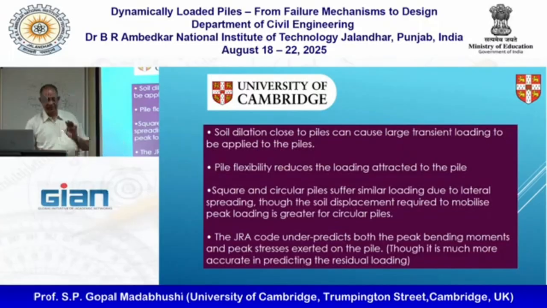If I have an object on which I can apply infinite force, right? Normally, if I increase the force, the object will move, right? But if the object is immovable and I can apply infinite force, then I can keep applying bigger and bigger force, because it can't move. So that is not possible in physics. At some point, the body will move, right? So if the body is able to move, it will attract lesser force. And the same thing applies here. This is the pile flexibility reducing the load it attracts.